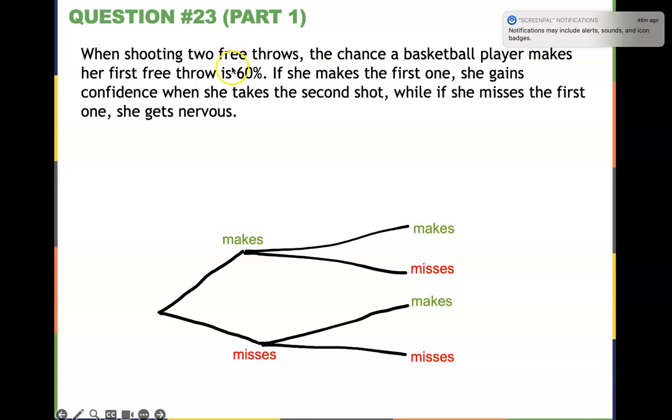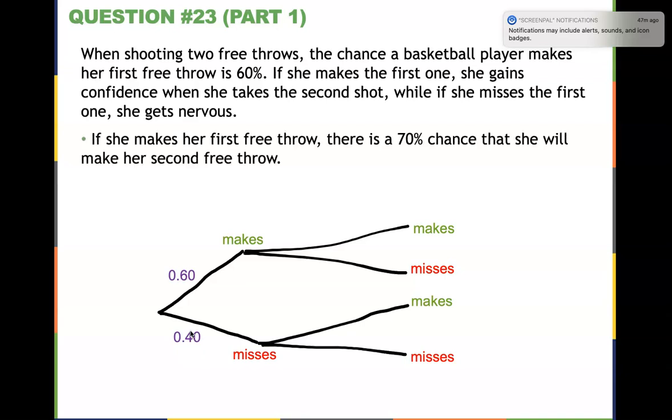60% is making the first free throw, so that would be 60% here on this branch, and 40% would then be missing it. So now we need more information for what happens when she gets nervous on the second shot. If she makes her first free throw, there is a 70% chance that she will make her second free throw. So then we put 70% here for making the second one, and that would mean 30% for missing it.